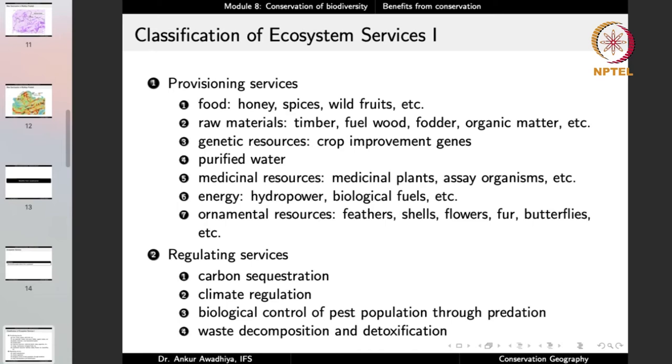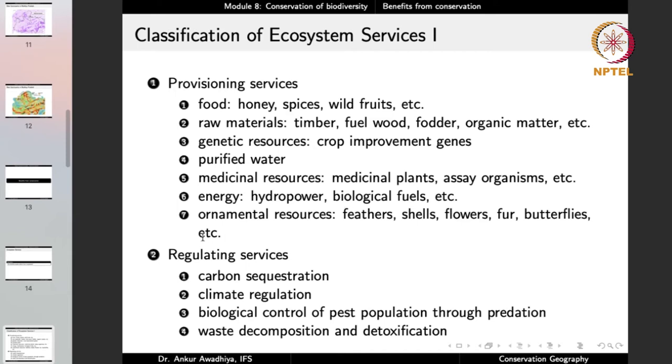They also provide us with energy in the form of hydropower, biological fuels, and so on. So we can also extract energy, which is again a provisioning service. We also get ornamental resources: feathers, shells, flowers, fur, butterflies, and so on. So these are several provisioning services that are being provided by well-functioning ecosystems.